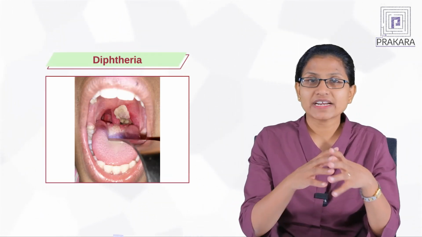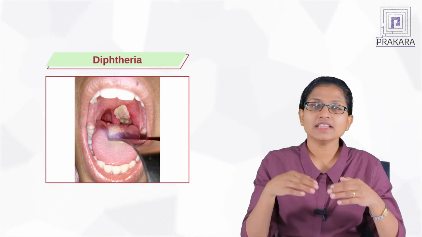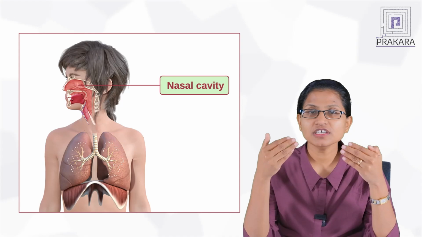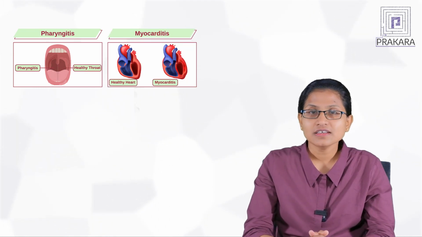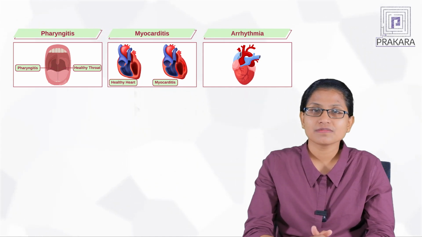So, these bacteria are transmitted from a diseased person to a healthy person and they cause upper respiratory tract infections. They are transmitted in a person from the nasal cavity to the pharynx and into the lungs. These bacteria are known to cause pharyngitis and also myocarditis along with arrhythmias in some of the patients. These bacteria are known to transmit from the diseased person to the healthy person through direct contact. This is the way by which the bacteria transmits.